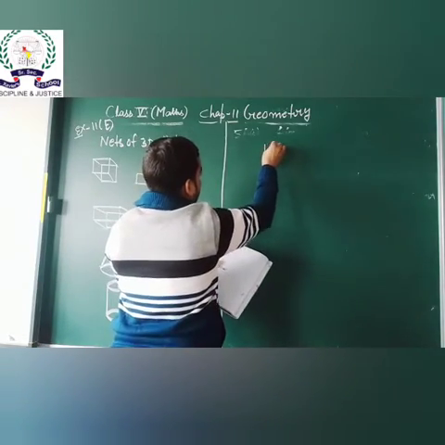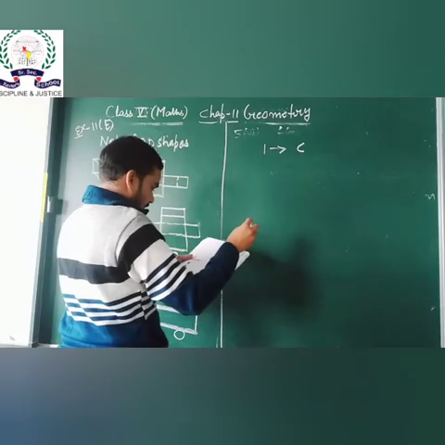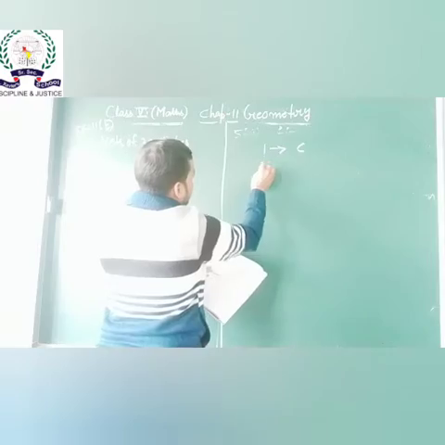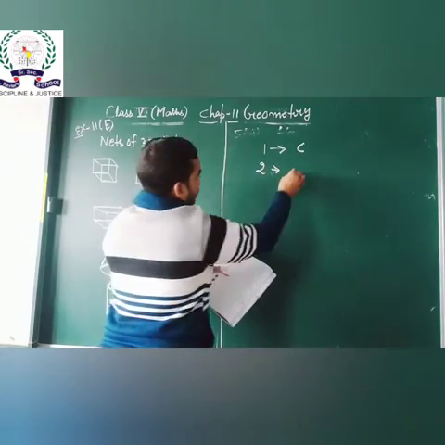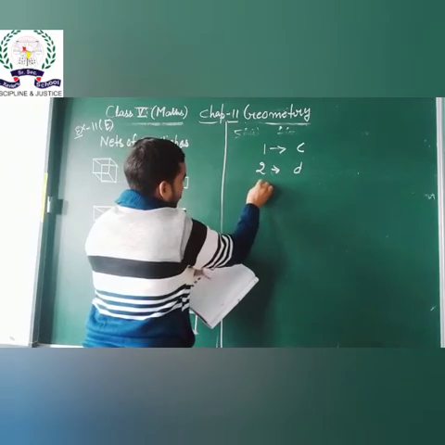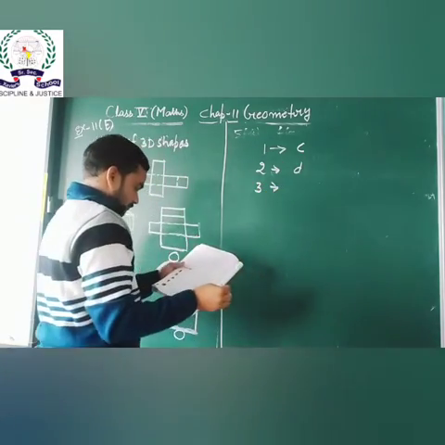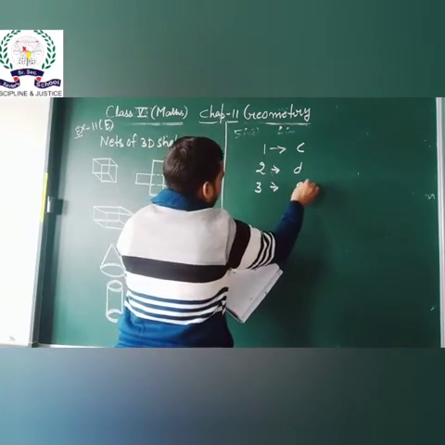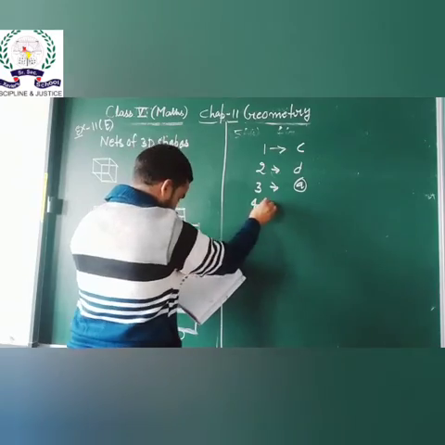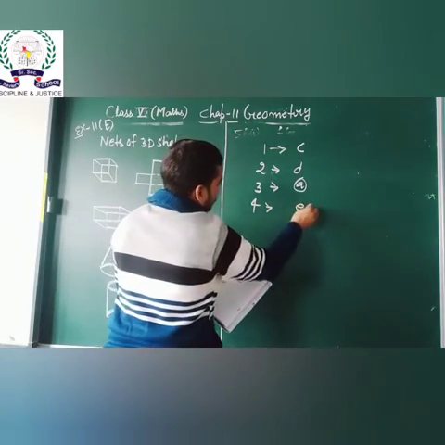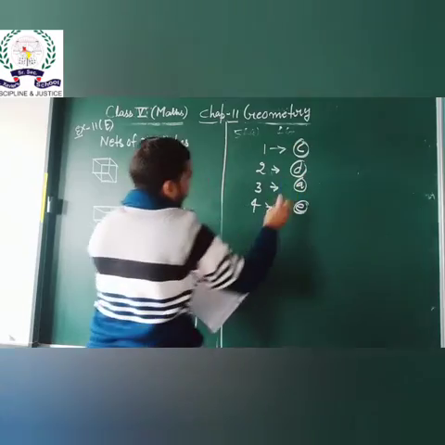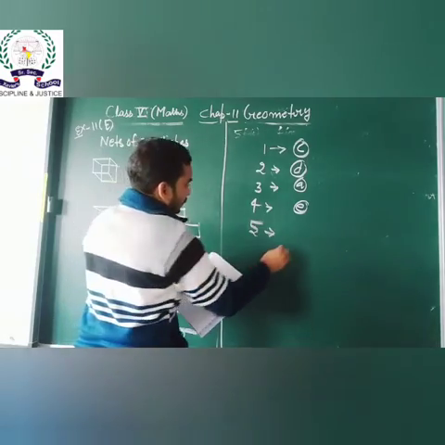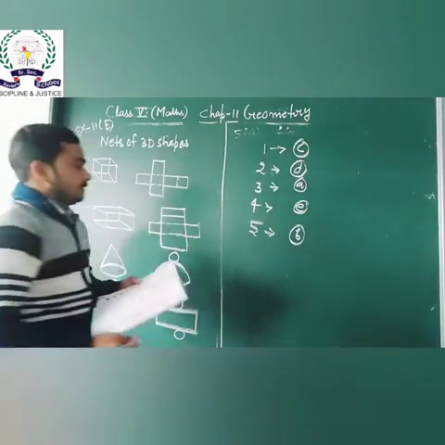The first matching is with C. Second is the cube, matching with D. And third is a triangular pyramid with A. And fourth is a cone with E. And fifth is a cuboid with B. This time we have to match.